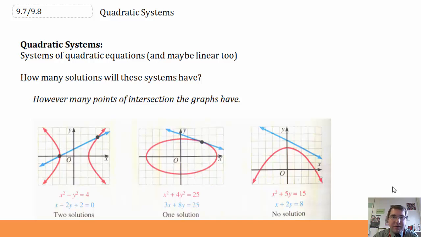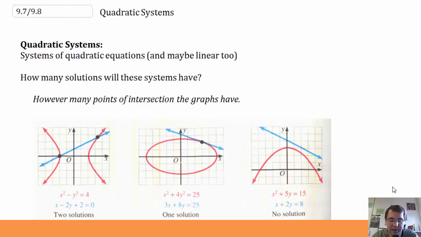This is sections 9.7 and 9.8 of Honors Algebra 2, Quadratic Systems. So we've seen systems of linear equations, where we use substitution or elimination, linear combination, to solve them. Well, now we've got quadratic systems. Quadratic systems are systems of quadratic equations, so equations where the variables are squared, or maybe some linear equations thrown in there too, like maybe a quadratic equation and a linear equation.